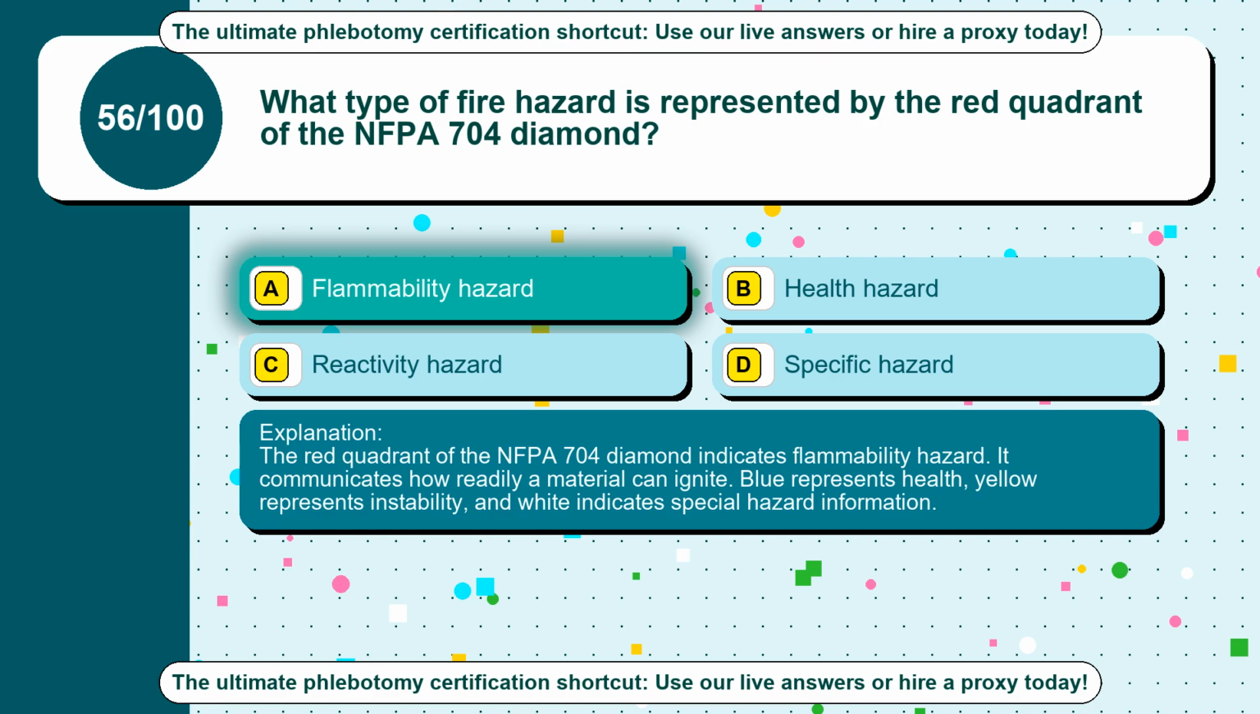The red quadrant of the NFPA 704 diamond indicates flammability hazard. It communicates how readily a material can ignite. Blue represents health, yellow represents instability, and white indicates special hazard information.